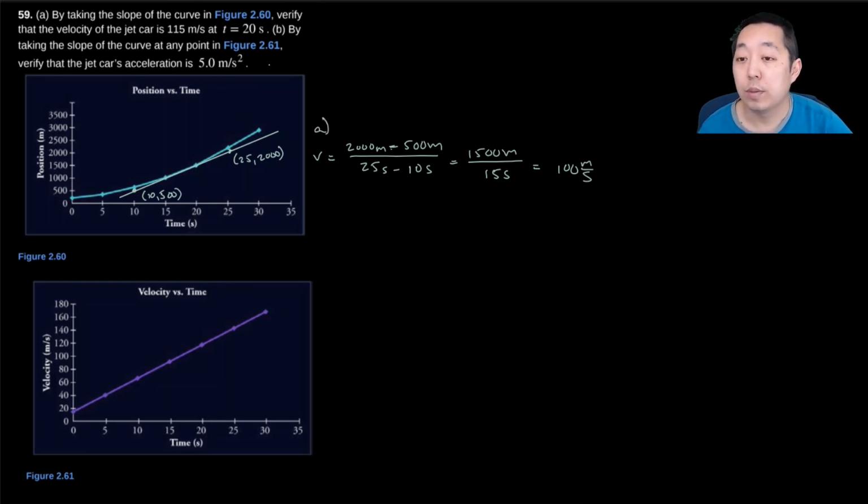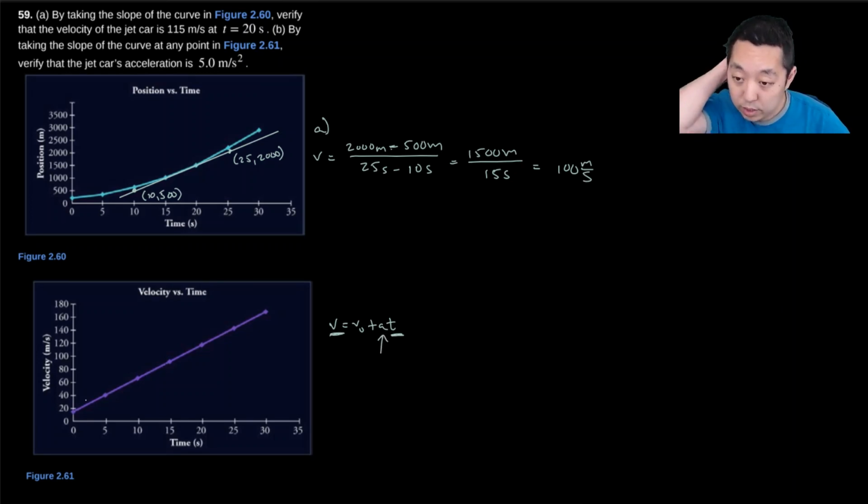By taking the slope of the curve at figure 2.61, verify that the acceleration is as given. So here's the velocity as a function of time. If I take the slope of this, it should be the acceleration, right? And the idea is, remember, the velocity is equal to the initial velocity plus acceleration times time. If time is my independent variable, my x-axis, and velocity is my y-axis, then a is our slope. And so if I look at this slope, I can calculate a. So let's take a couple of points.